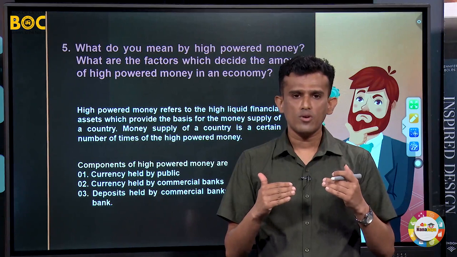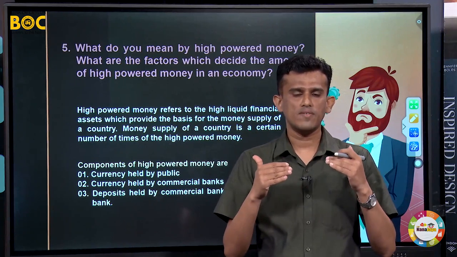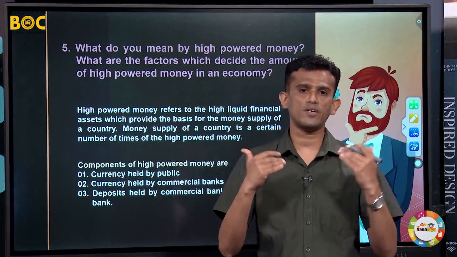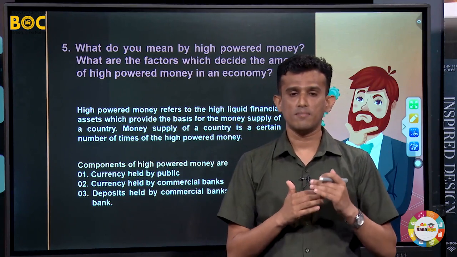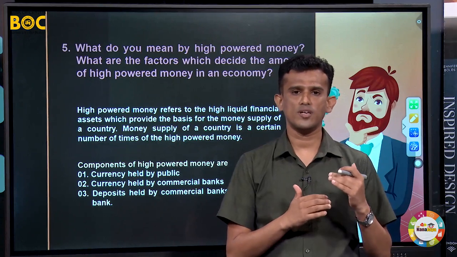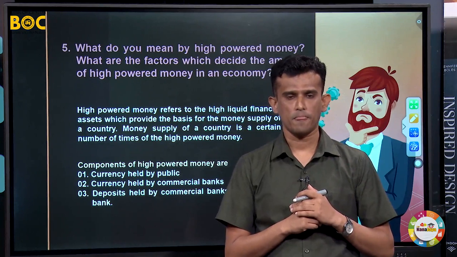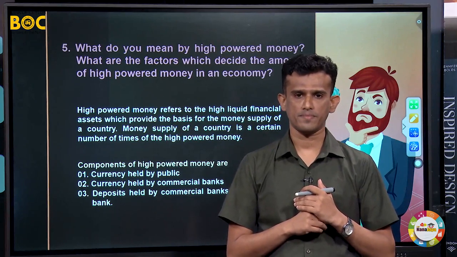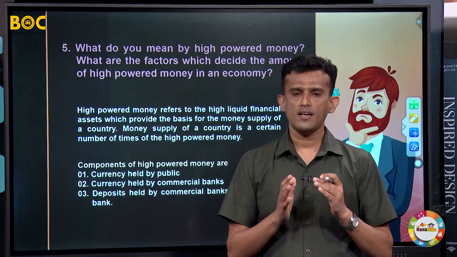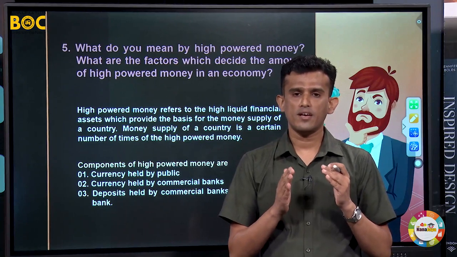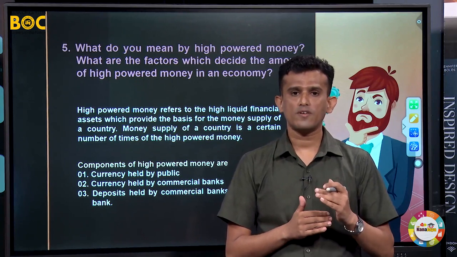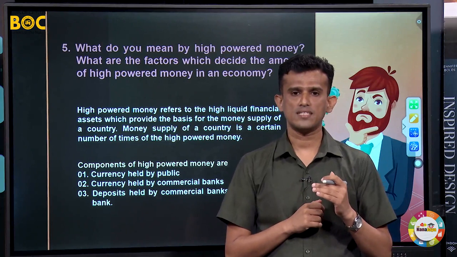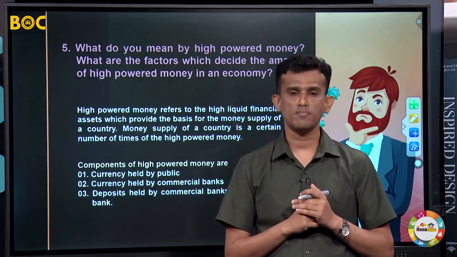So the amount of net assets the central bank has acquired at a given point of time decides the amount of high-powered money the central bank has released to the economy at a given point of time. Therefore, we identify the determinants of high-powered money of an economy based on the amount of net assets the central bank has acquired at a given point of time.